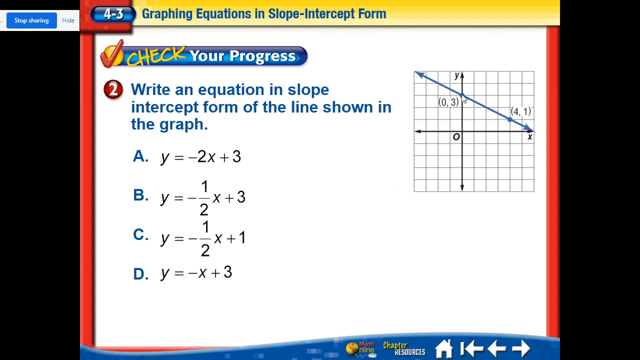All right, what about this one? This one crosses at 3, so it should have plus 3, so this one's out. And then we just count it. So now we're going down 2 and over 1, 2, 3, 4. Down 2 and over 4, we need to reduce that. 2/4 is just 1/2. So we have the 1/2 plus 3. So B is our answer.